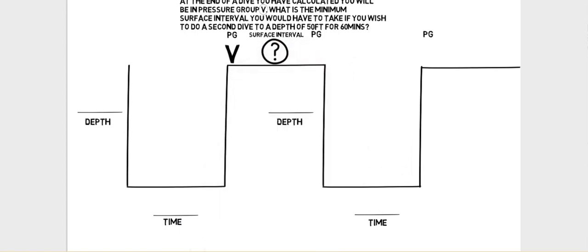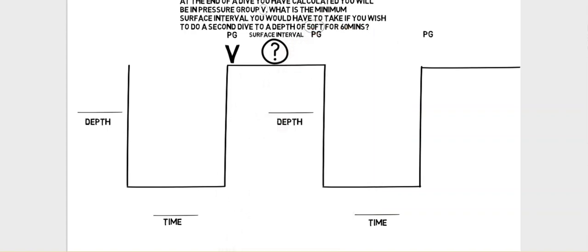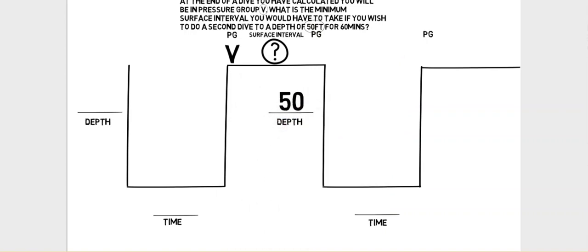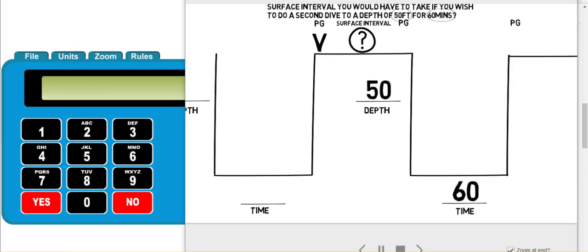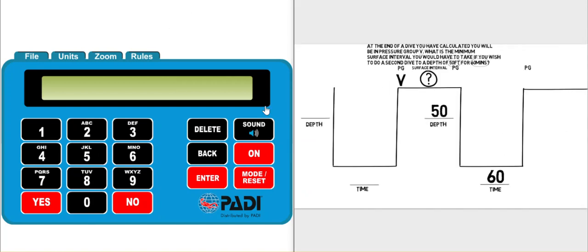The surface interval is what the question is asking us for. So what other information do we have? We have the depth of the second dive, so we can fill that in the second dive depth. And we also have the time of the second dive, so we can fill that in on our diagram. And now we can get out our RDP ML to try and find the answer to this question.